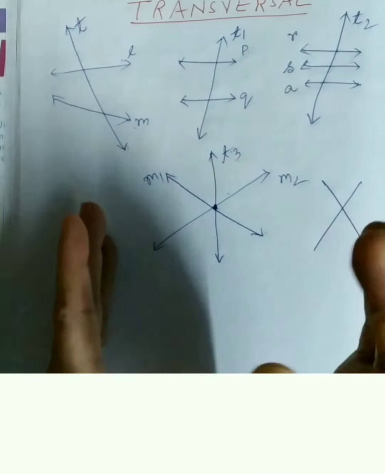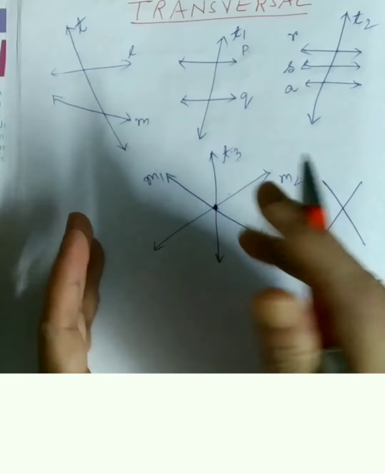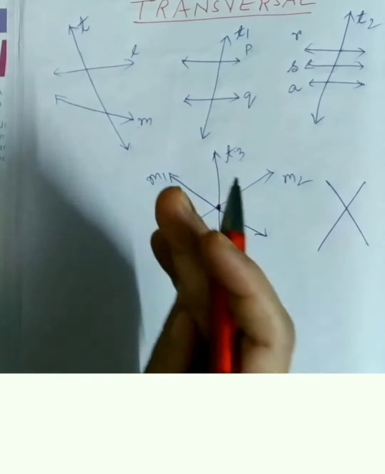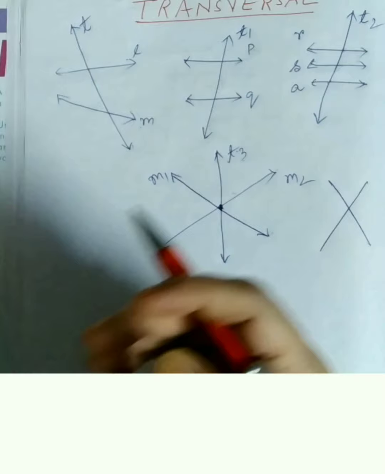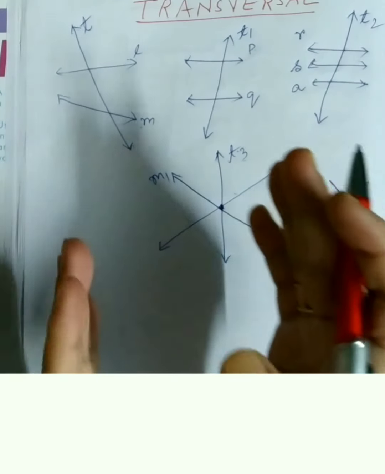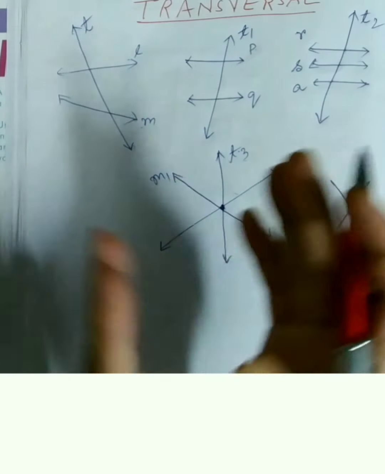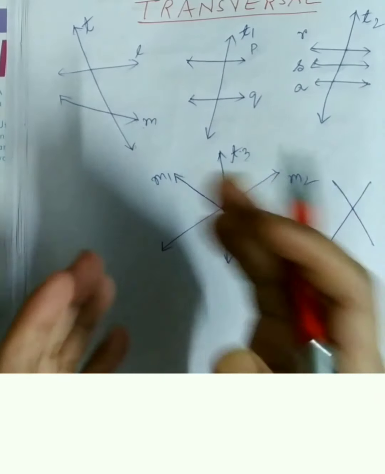This is not a transversal of the lines. Okay, clear? So now I'm going to explain the terms and properties, angles, many things that you will get related to parallel lines and transversal.